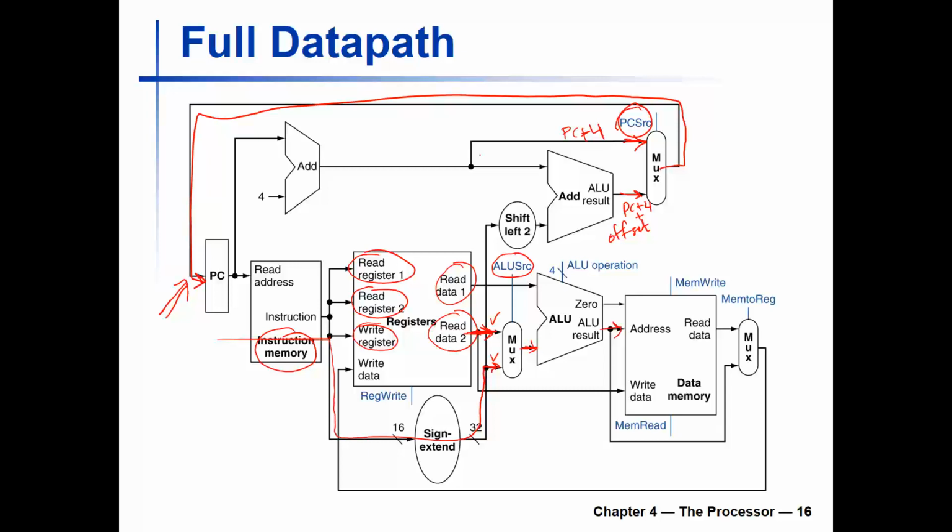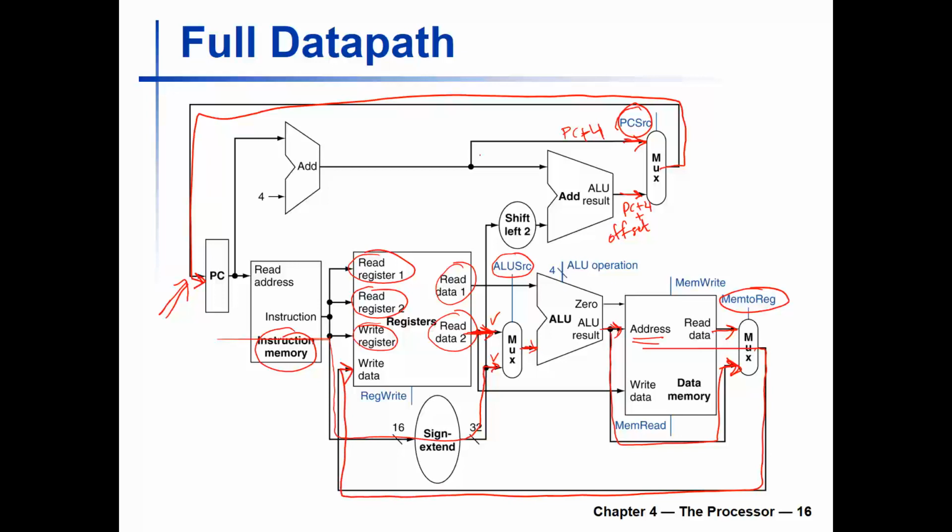This result can be either an address to the memory in case of load or store, or the result that I need to save to the register file. So in case I have a load, or I might have a result from the ALU, I use the mem to reg control signal, which selects the appropriate data to be sent back and saved in the register file.